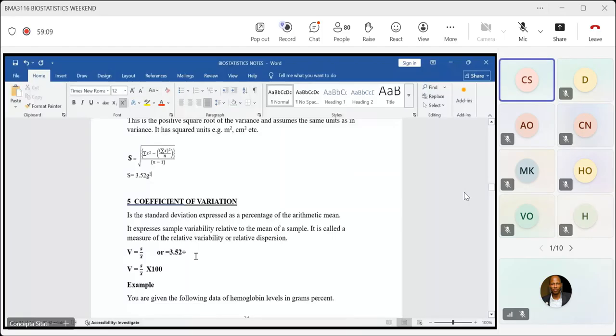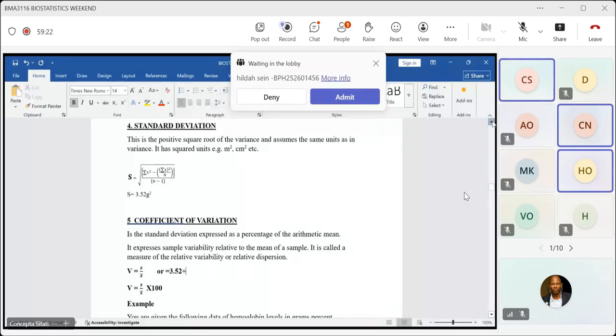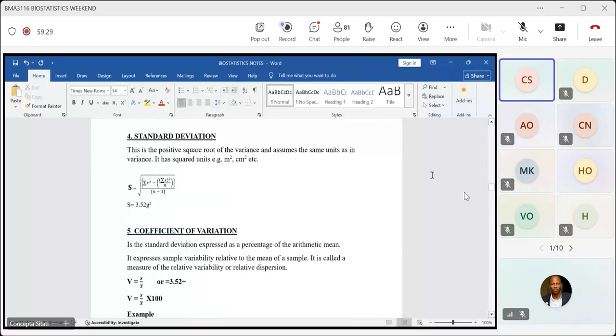What was our mean? 3.52 divided by, what was our mean? 12.2. So where have I written 12.2? I have not written it yet. 12.2.